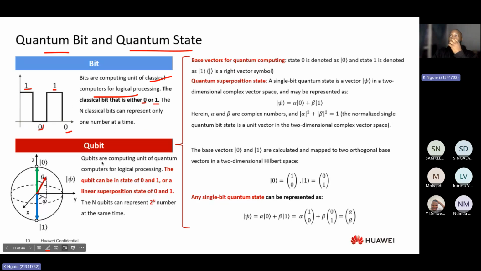But when we have quantum computers, we have data in qubits, right? So these are the units of data in quantum computers. So the qubit can have a state of a 0 and a 1 at the same time, or it can have a linear superposition. So you have this in this pen, okay? So these are just some formulas. No need to really memorize them.